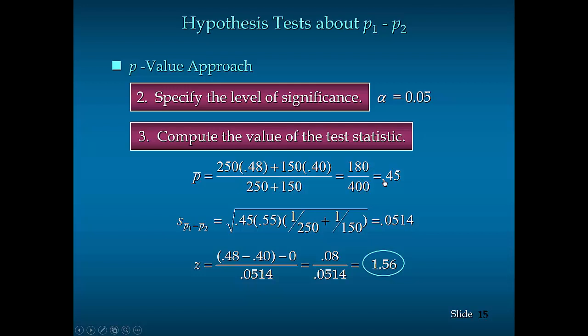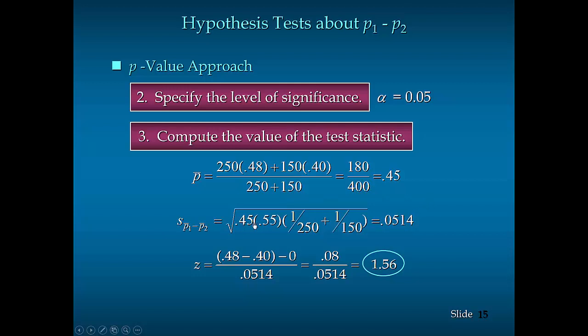Notice it's not 0.44, which you would get if you did the 0.48 plus the 0.40 and divided by 2. That's just a regular average. This is a weighted average. We're weighting it by the sample sizes, right? So this gets more weight because it's a bigger sample size.